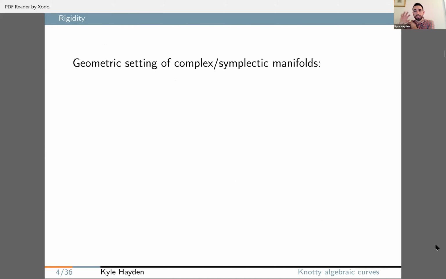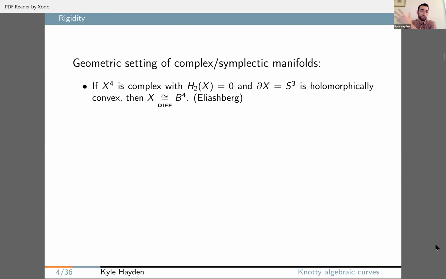So what happens when you start to put some geometry in the picture? In this situation, we start to see some of the rigidity evaporate. A particularly striking example is if I have a four manifold which is complex and has no second homology, and its boundary is the three sphere, done in such a way that the boundary is holomorphically convex, then this four manifold is going to be diffeomorphic to the four ball. What I'm saying is that once we start to put strong geometry on it, we start to lose some of the flexibility we might have seen before.